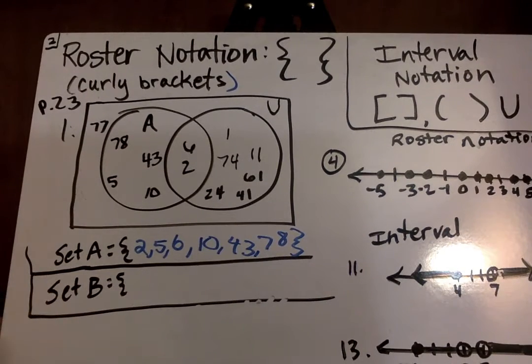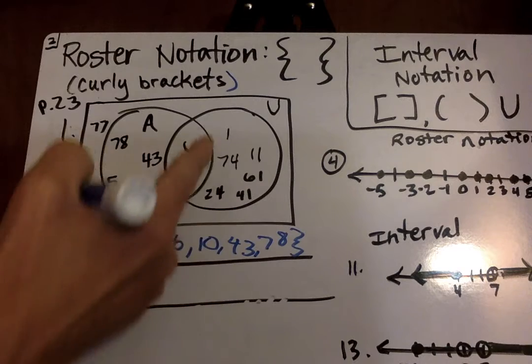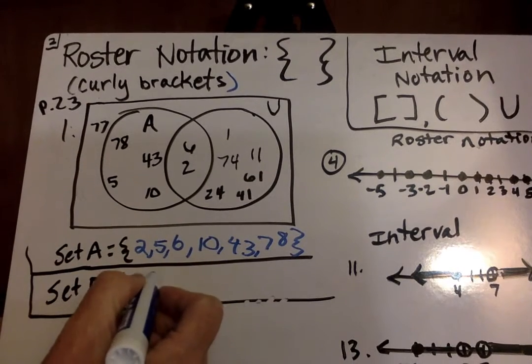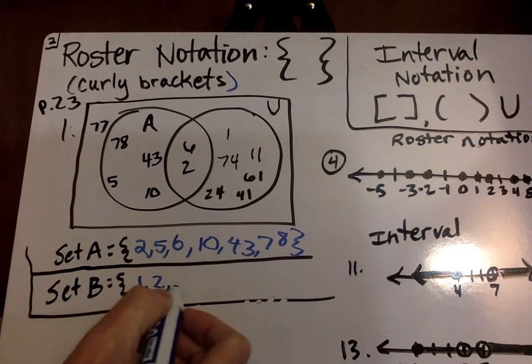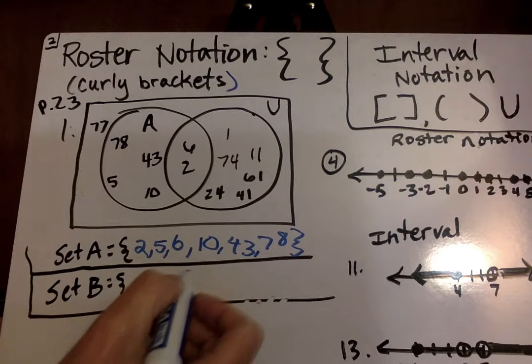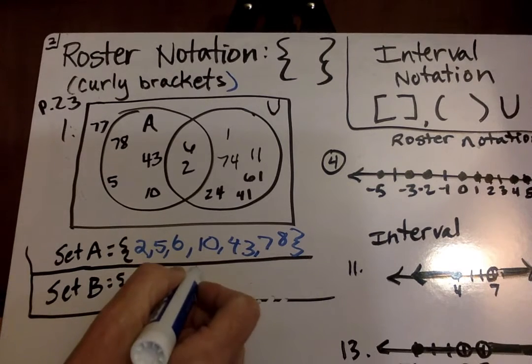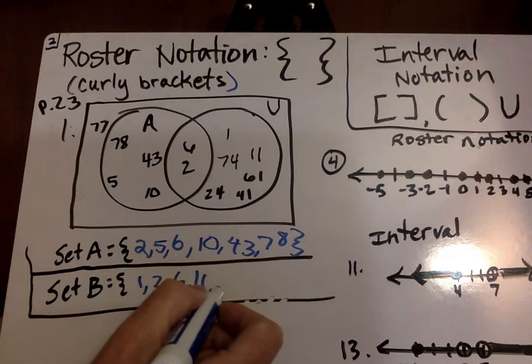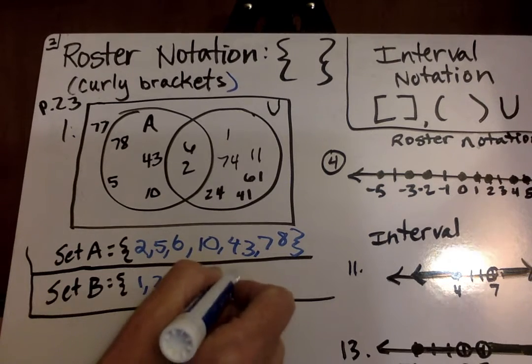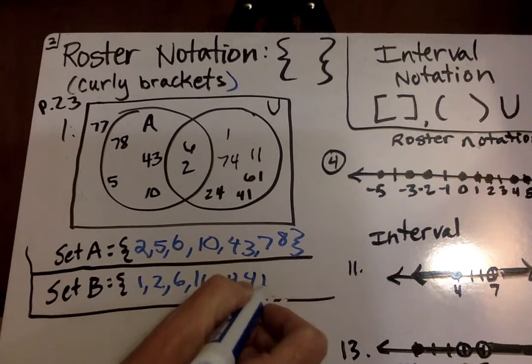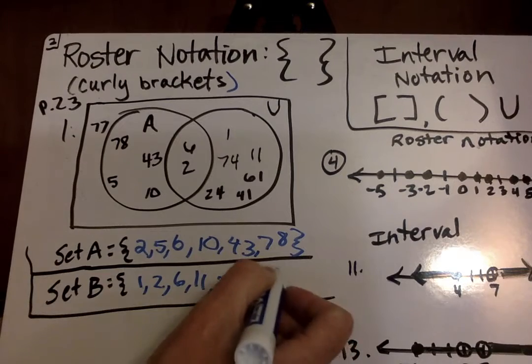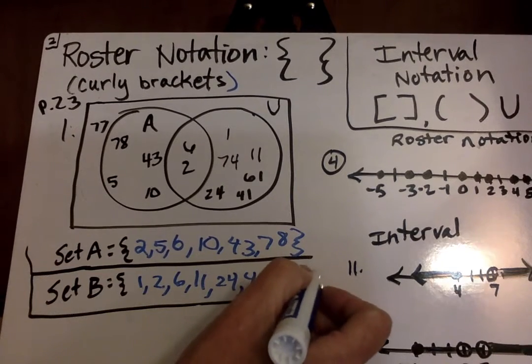Set B in curly bracket notation is we start with 1, 2, 6, 11, 24, 41, 61, and 74.